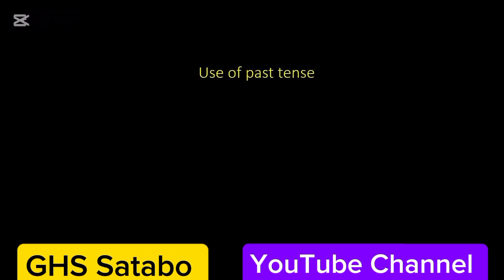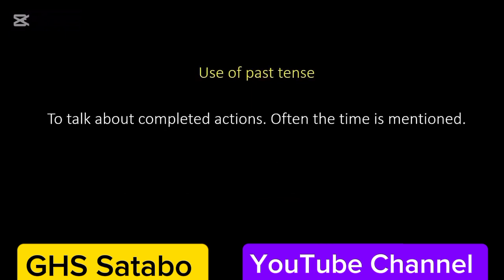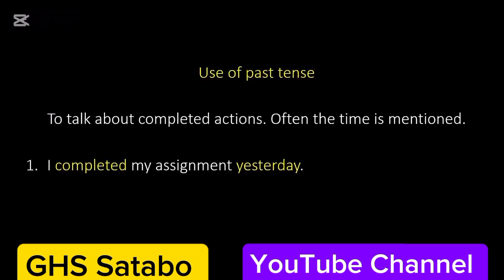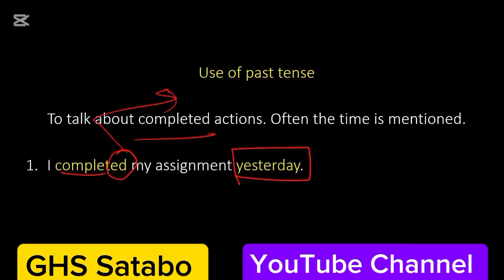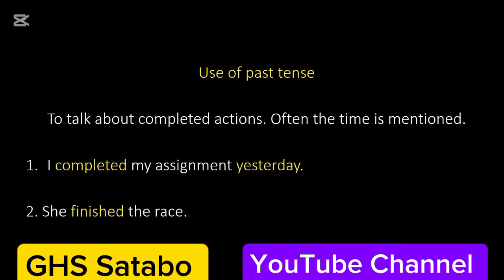Moving on, let's understand some of the uses of past tense, and the first and foremost is to talk about completed actions. Often the time is mentioned. I completed my assignment yesterday. So when I say I completed, with the ed form, I mean to say that this activity is over, and I have mentioned time to show and to assure that yes, it was an activity of the past. You may remove this and still the sentence is simple past, or you may add this. It will just add a bonus point to your mark. She finished the race. That means the activity is finished. It's not happening right now.